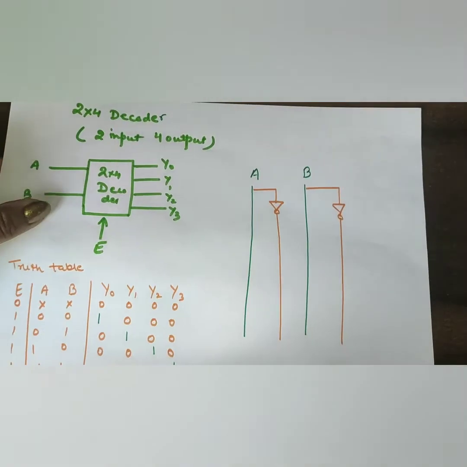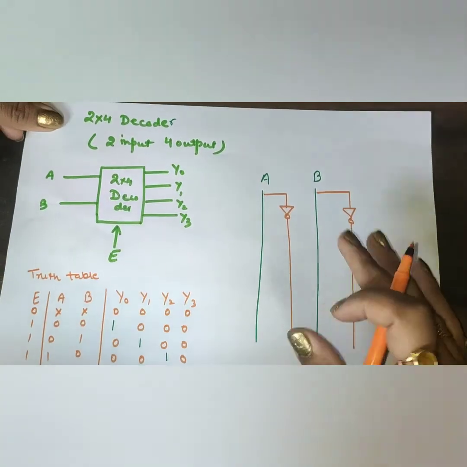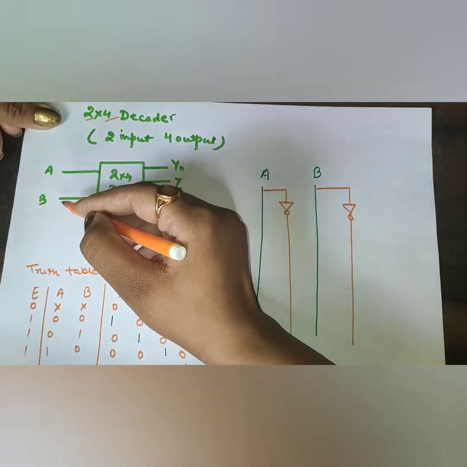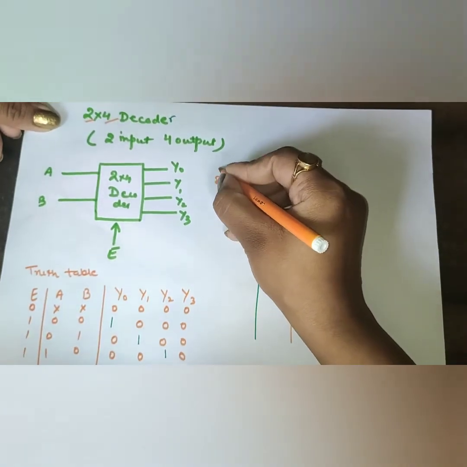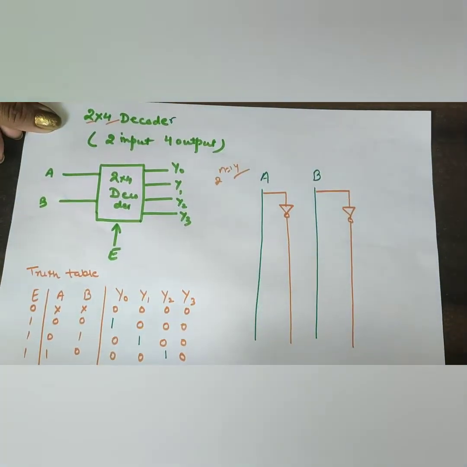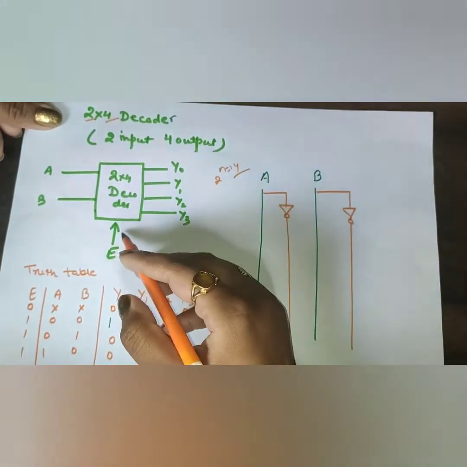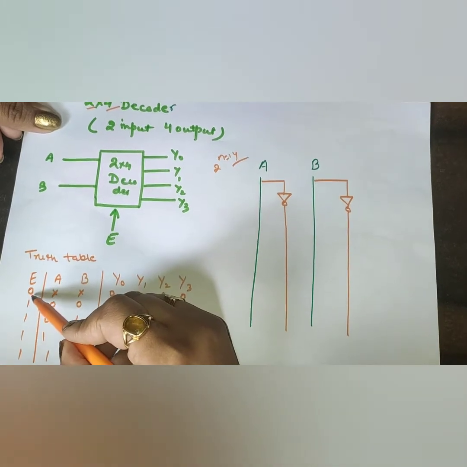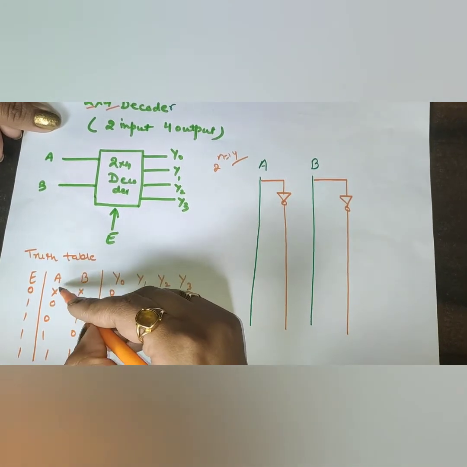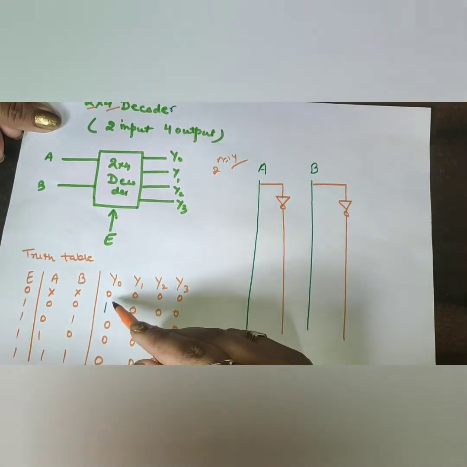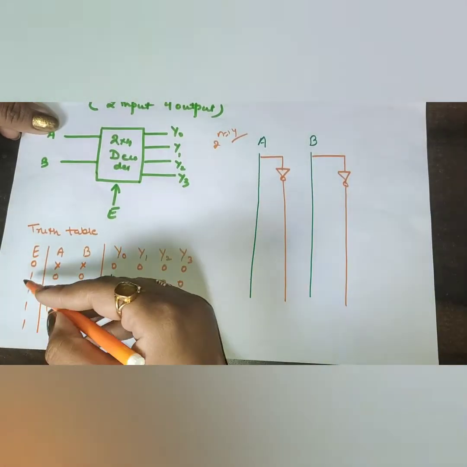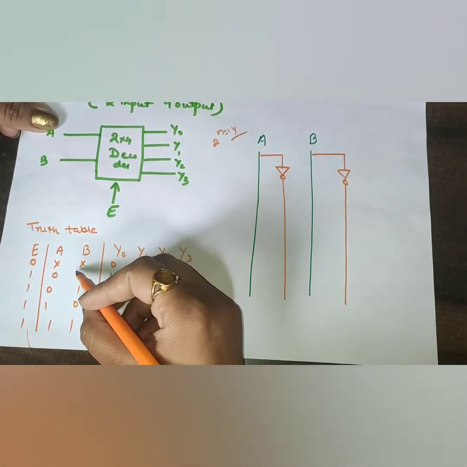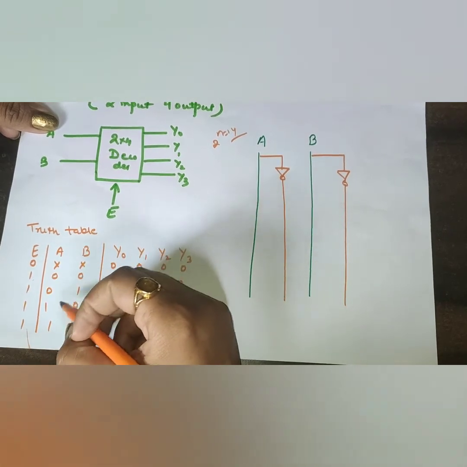Now I will do one example to clear your doubts. Let's suppose we draw a 2 to 4 decoder, because 2 is input and 4 is output. Let's suppose the 2 inputs are A and B, and the output will be 2 to the power n, that is 4. So the 4 outputs will be y0, y1, y2, y3, and the enable signal is there. For the truth table, if the enable signal is 0, it doesn't matter what the input is, we don't get any output. Now the enable signal is 1, and for the 2 input conditions, 4 combinations are formed: 00, 01, 10, 11.